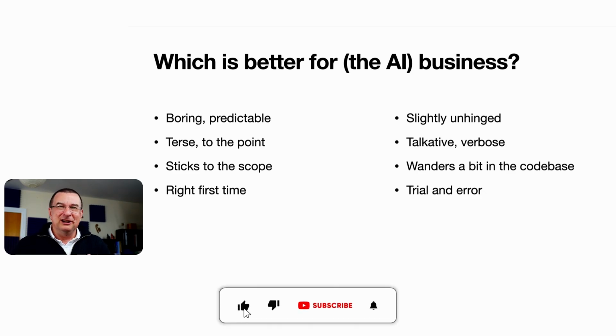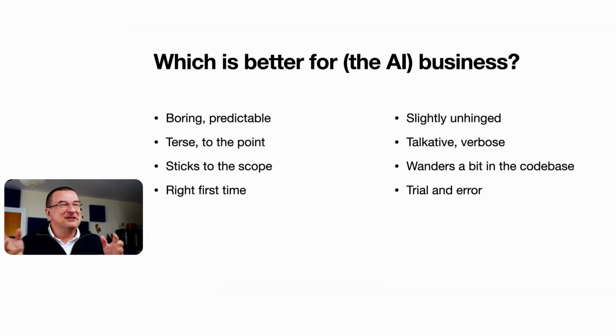Or do you want a slightly unhinged model that talks a lot and very verbose? And it even goes around in the code base to do little bits of here and there that may or may not be in scope or even helpful. And it does more like trial and error. Does it work? Does it not work? Which one is better for you as an AI business? I think it's quite obvious that it is the second one, because you are selling tokens.